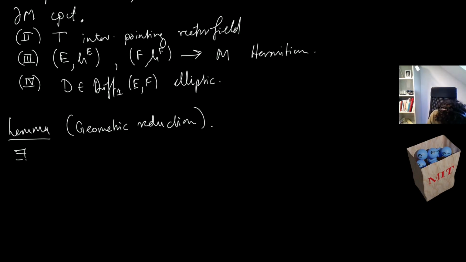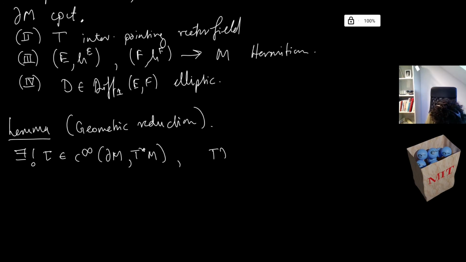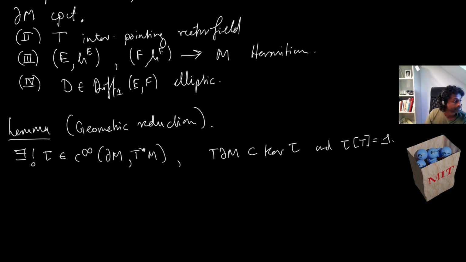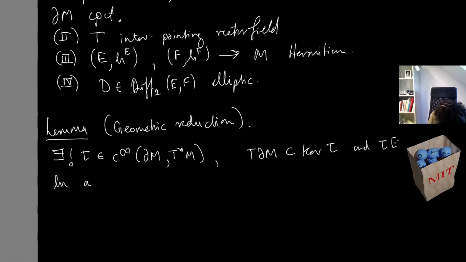So there exists a unique vector field, tau, covector field, sorry, on the boundary such that the tangent bundle of the boundary is in the kernel of this covector field, okay, and tau of T is equal to 1. Okay, so full stop. So that's the first assertion.